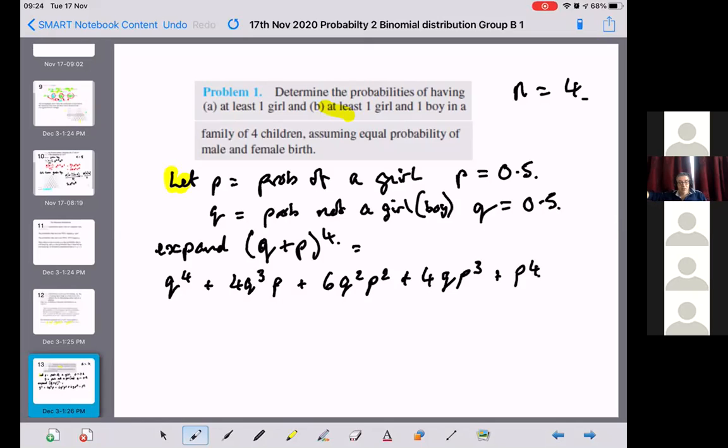Everybody was happy with that, but that comes from the expansions that we've been looking at. It's just that we've changed from a plus x to q plus p. Could you just tell me again why it's not p plus q? And would you get the wrong answer if you did do p plus q to the 4?